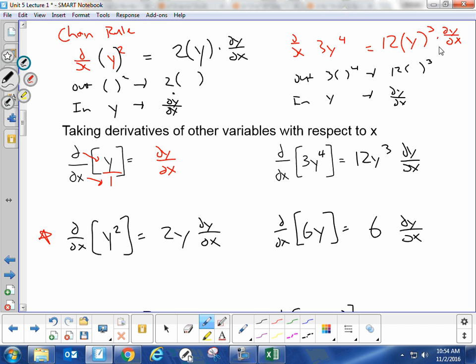You will take that with you. You won't have to use the chain rule in the future. You literally can say, oh, what's the derivative of y squared? What is the derivative of y squared? Well, the derivative of x squared is 2x. Derivative of y squared will be 2y, but then make sure you multiply by dy dx. What's the derivative of 3y to the fourth? Well, it's 12y cubed dy dx. 6y, 6 dy dx. Okay? Same as with x's, just multiply by dy dx.